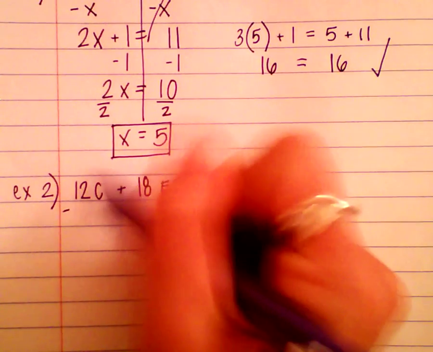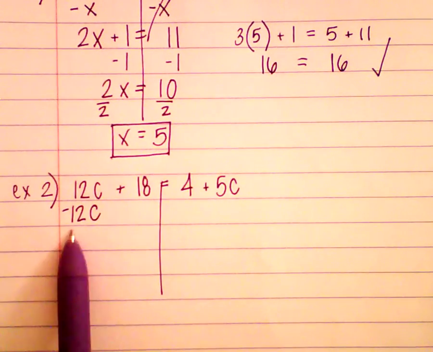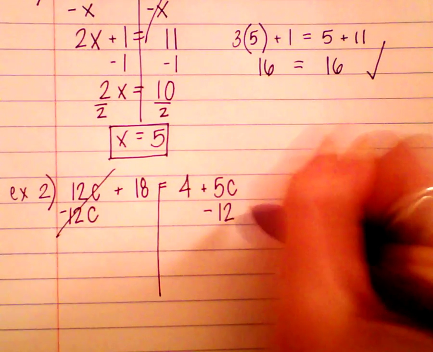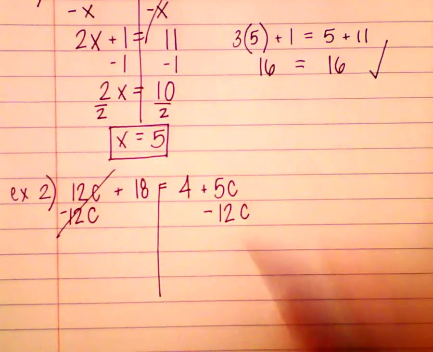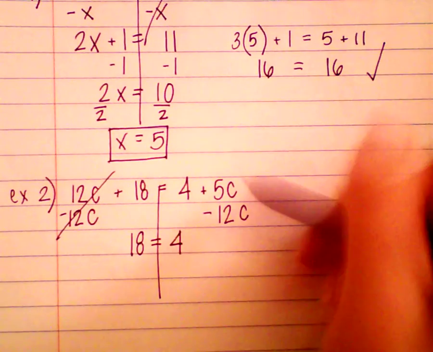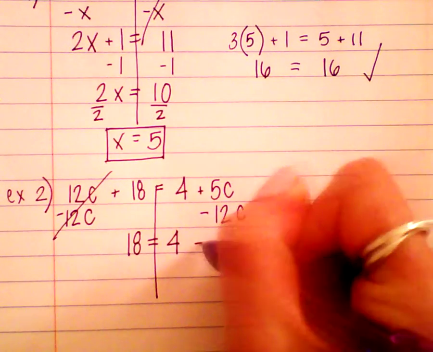So in order to get 12c away on this left side, I can subtract, because I know 12c minus 12c will make a 0 pair. Whatever I do on the left, I have to do on the right. So everything comes down now. 18 equals 4, well 5 minus 12. 5c minus 12c will give me a negative 7c.